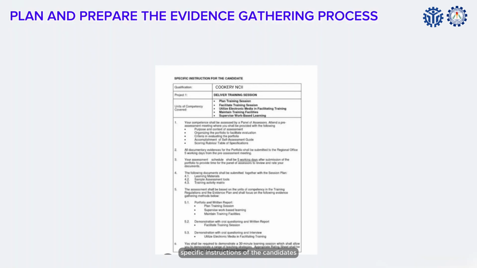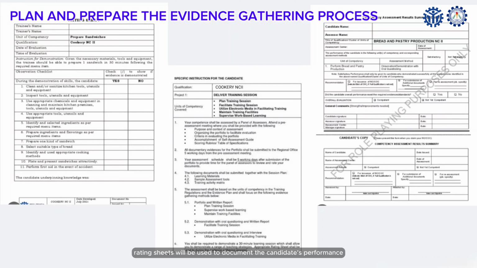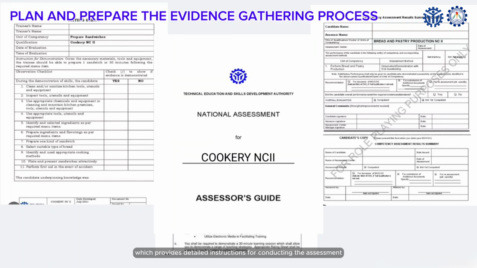The specific instructions for the candidates, prepared according to the number of examinees. Competency assessment results summary, also corresponding to the number of candidates. Rating sheets will be used to document the candidate's performance. One copy of the assessor's guide, which provides detailed instructions for conducting the assessment.